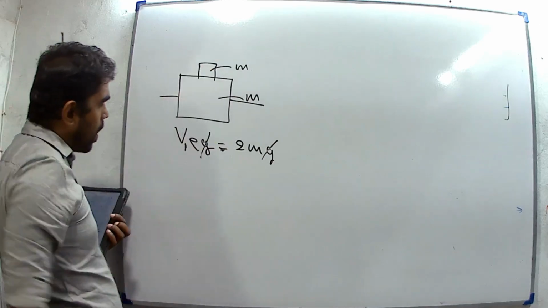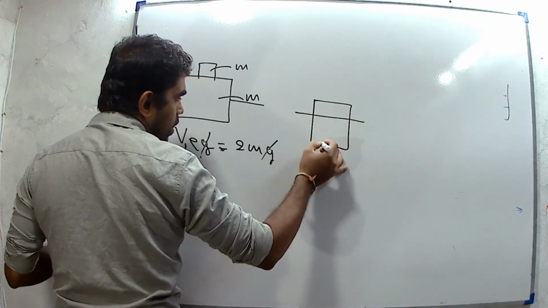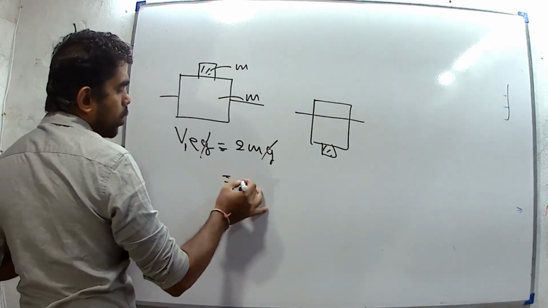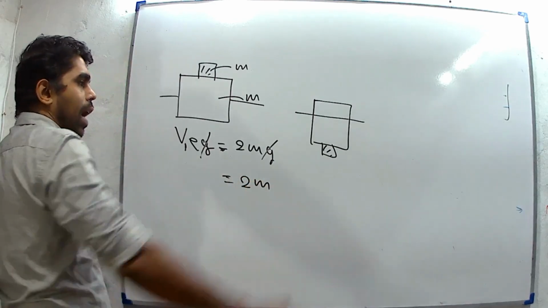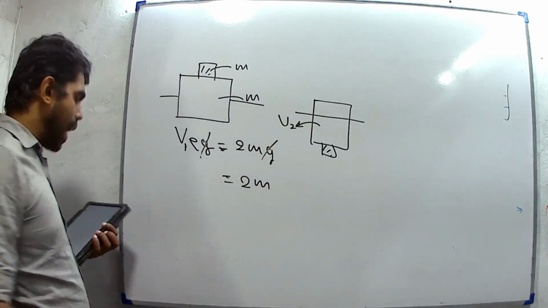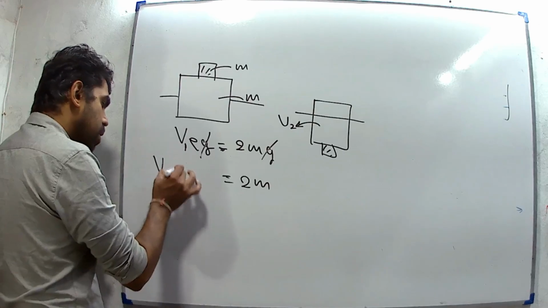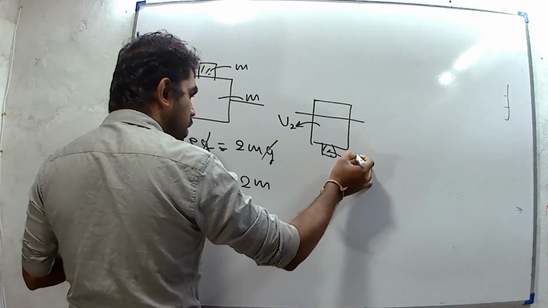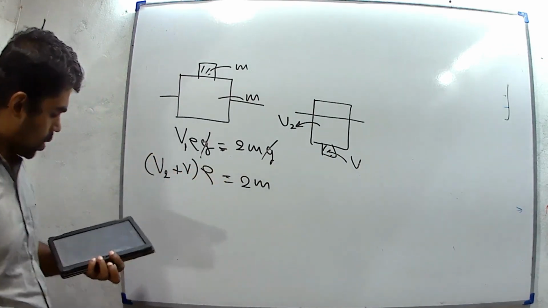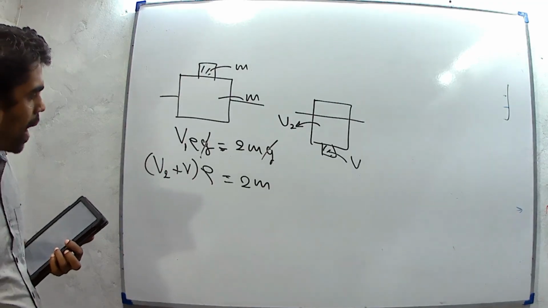When it is upside down, it should be like this. Again, 2m g should be equal to the immersed volume of the wooden block V2 plus the metal volume V, times rho g. Then we can compare the two equations.